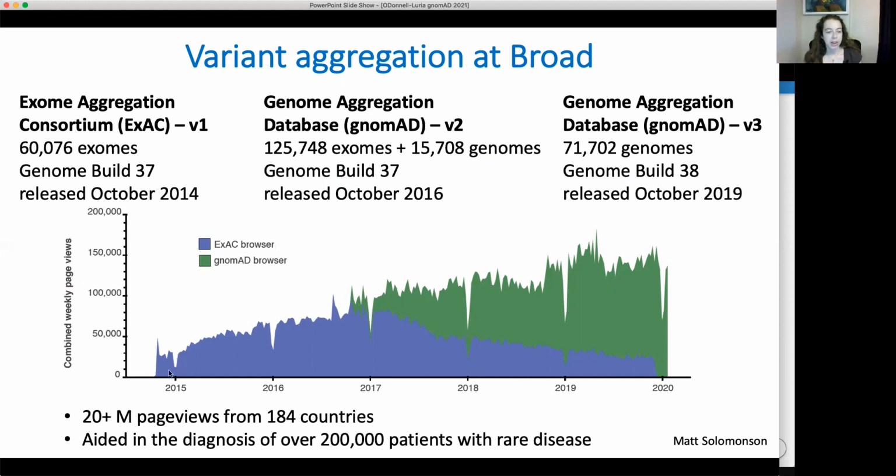This is a graph over time, starting from the first release of EXAC when it made its splash at ASHG, to seeing how the use of this resource has been adopted in the genetics community with over 100,000 weekly page views, with a total of over 20 million page views over the life of the database from 184 countries. And we estimate, although we don't have specific data, that it has aided the diagnosis of over 200,000 patients with rare disease.